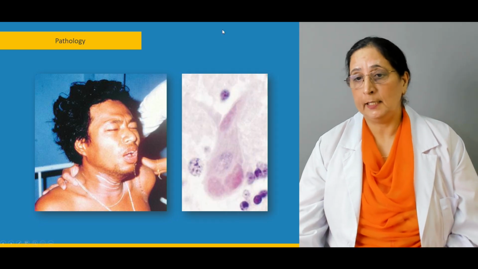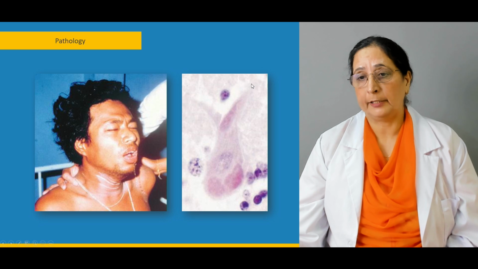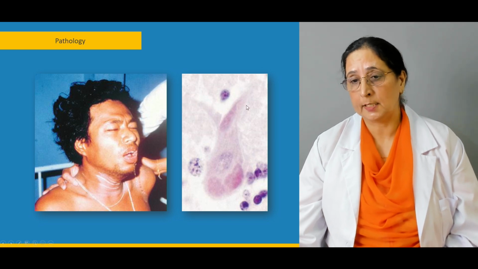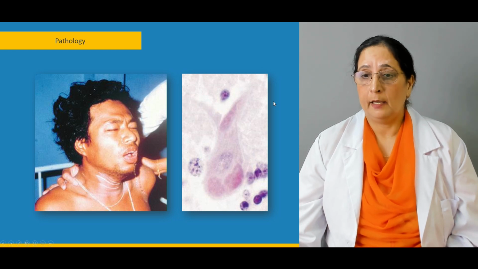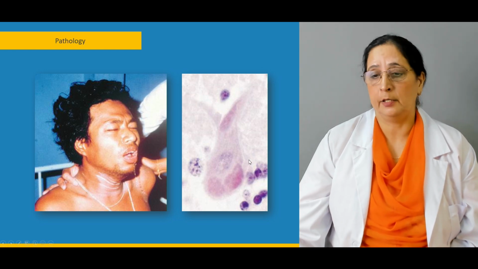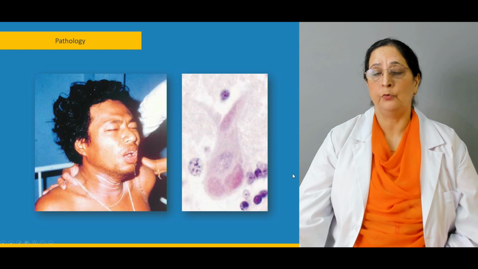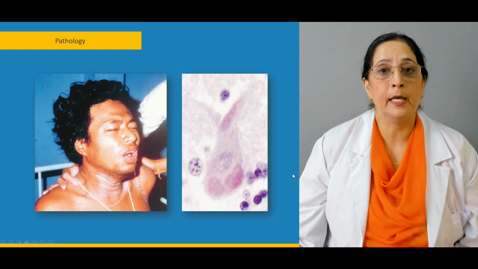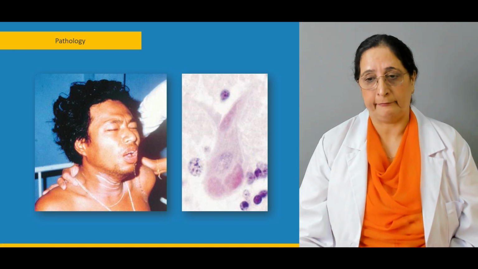And this is the pathological appearance. This is the neuron, and then we have the presence of virus and Negri bodies in the nerve cell or the neuron, which is pathognomonic of the rabies infection.